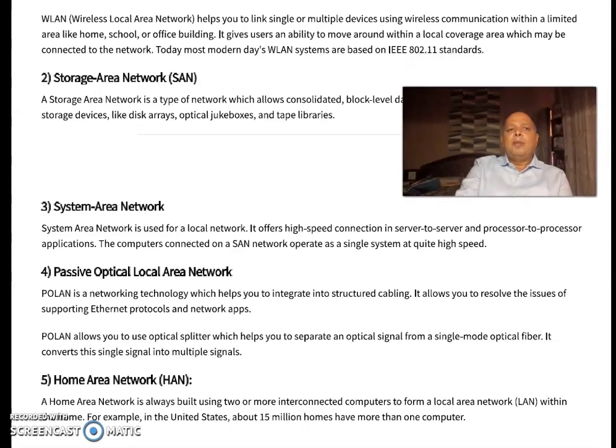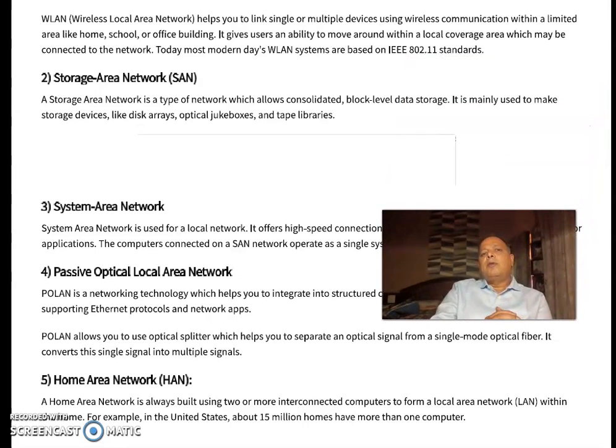So wireless LAN is nothing but a network which helps you to link single or multiple devices using wireless communication within a limited area, typically like a home or a school or office building. And there are protocols which support wireless area networks, and you can see them most on the website of IEEE, because IEEE is the global body which controls all these protocols so that there will be uniformity as far as the software and hardware is concerned.